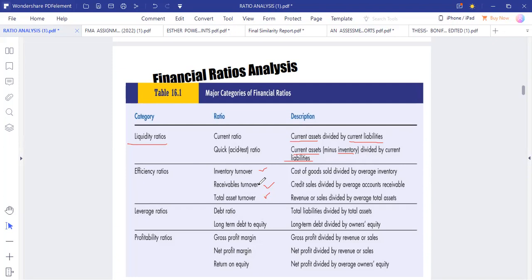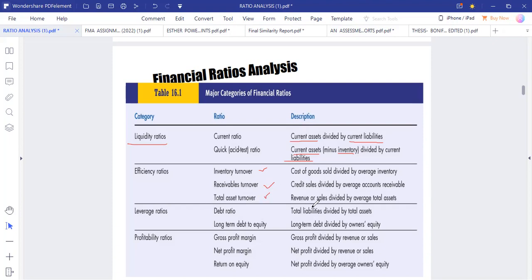The receivables turnover is also called the debtors turnover. It talks about how long our debtors take to pay for the credit sales. So it's given by credit sales divided by the average debtors. Debtors are also called accounts receivable.